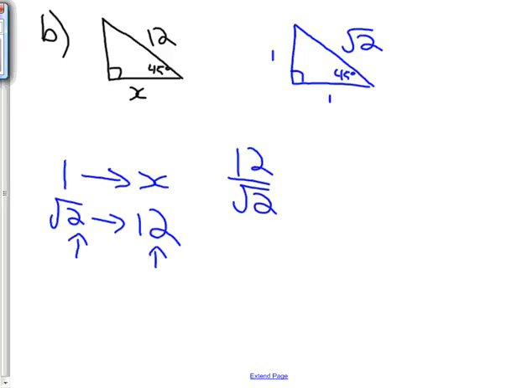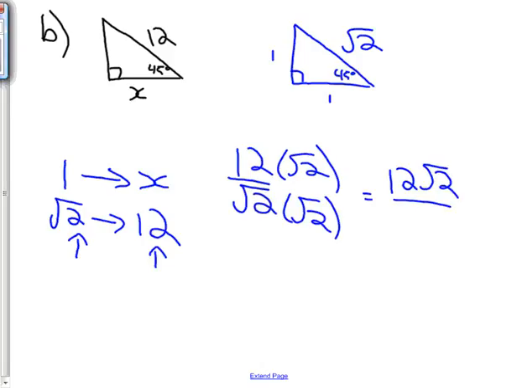We don't just bring this up here. We times the top and bottom by root 2. What's 12 times root 2? What's root 2 times root 2? Over 1, actually. You just have 6 root 2. So that's what we multiply our original triangle by to get our new one. If we multiply root 2 by 6 root 2, we get 12.